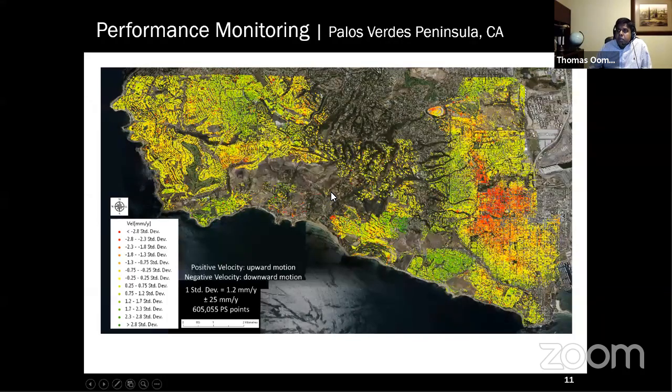Precisely, we have 605,055 PS points. What does a PS point mean? A PS point is a persistent scatter point, a point that is persistently giving a backscatter to the satellite. So we have 6 lakhs of them.